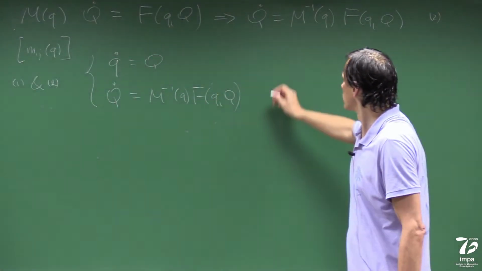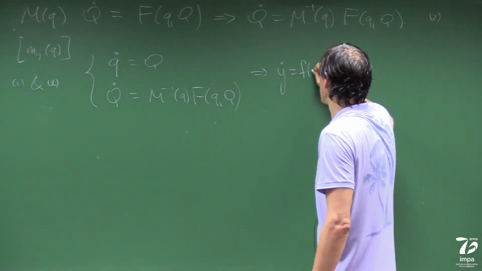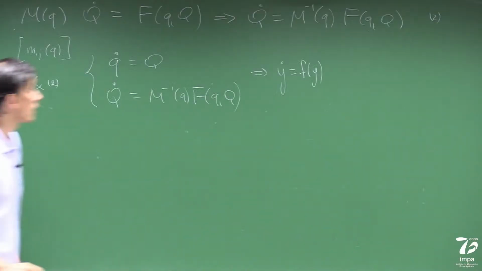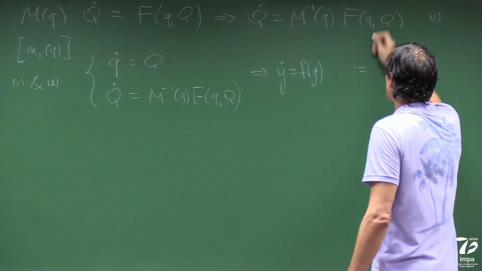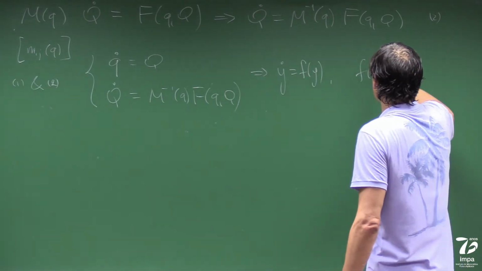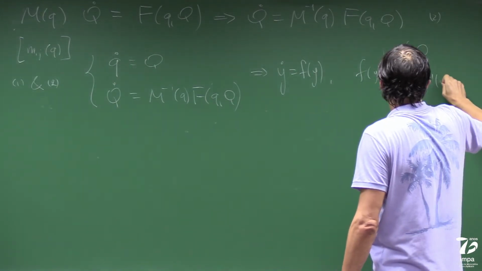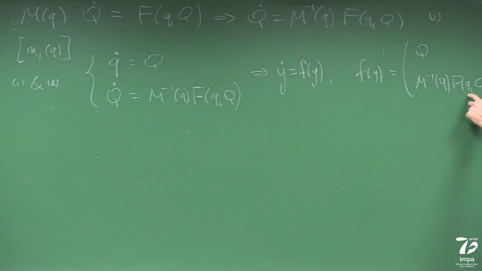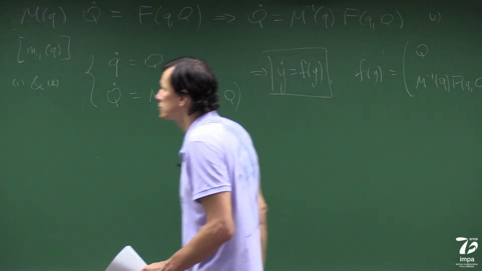Or we can just write it simpler. So we can just write it as y dot equal f of y. Remember, y is exactly this vector. So y is this vector, and f of y is just defined as, so f of y is this right-hand side, where q small case and uppercase Q are components of y. So we just did the same. So see, it's a bit longer procedure, but same idea.